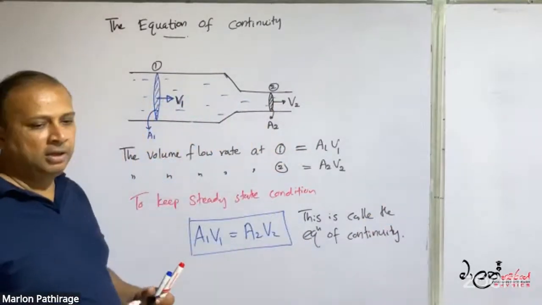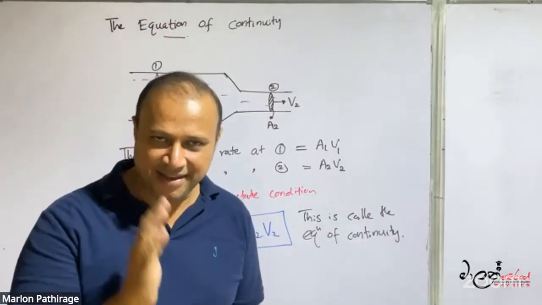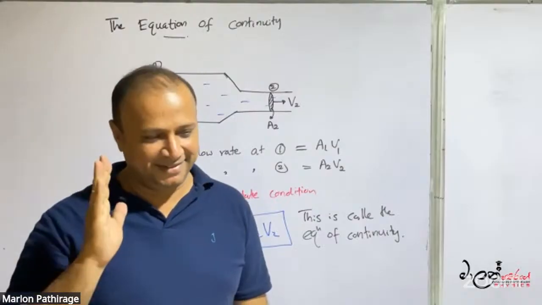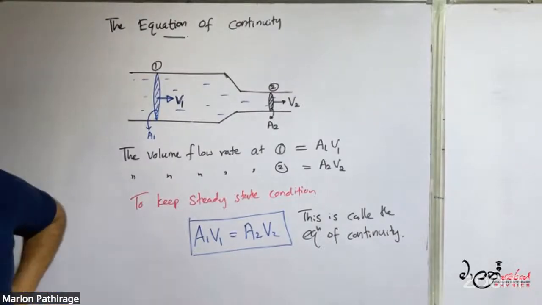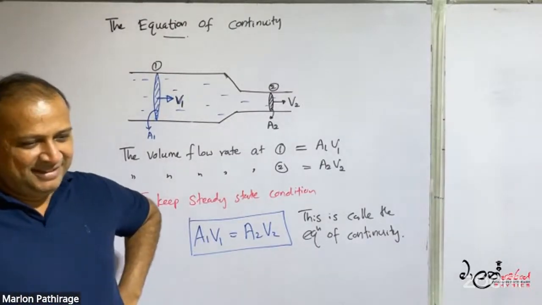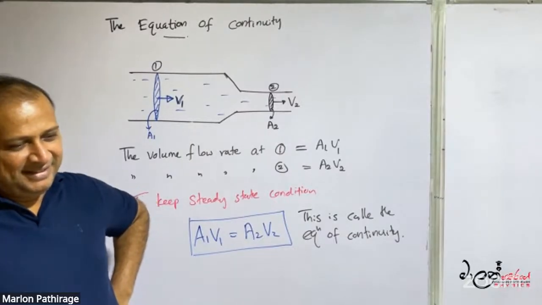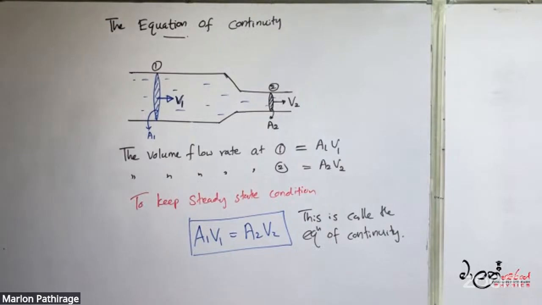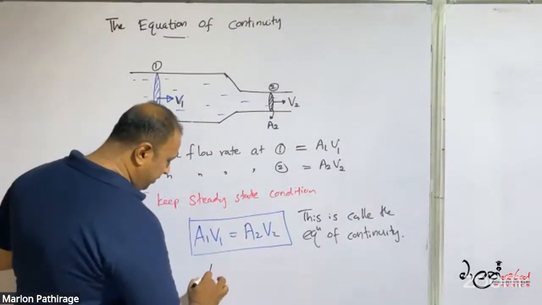Okay. If you got my explanation, please raise the hand. I need responses from everyone. A1 V1 equals A2 V2. Thank you. That means the AV product is a constant.